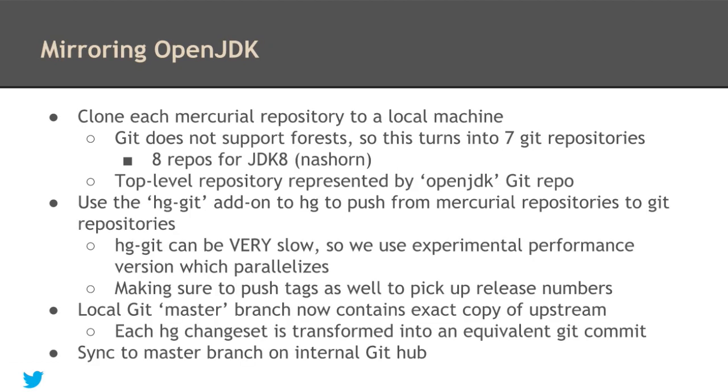Okay, mirroring OpenJDK. We clone each of the repositories. Git doesn't support Forest as Mercurial does, so these turn into 7 Git repositories. What else here that's interesting? Okay, so HGit is rather slow, so we use experimental performance versions to parallelize this effort. It seems to be working pretty good for us. The local Git branch contains the exact copy of upstream, and then we integrate our change sets to it, and then finally we sync the master branch to the internal GitHub.